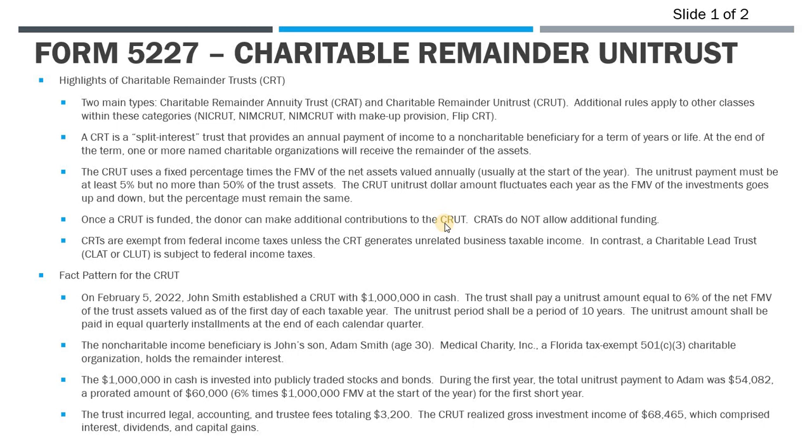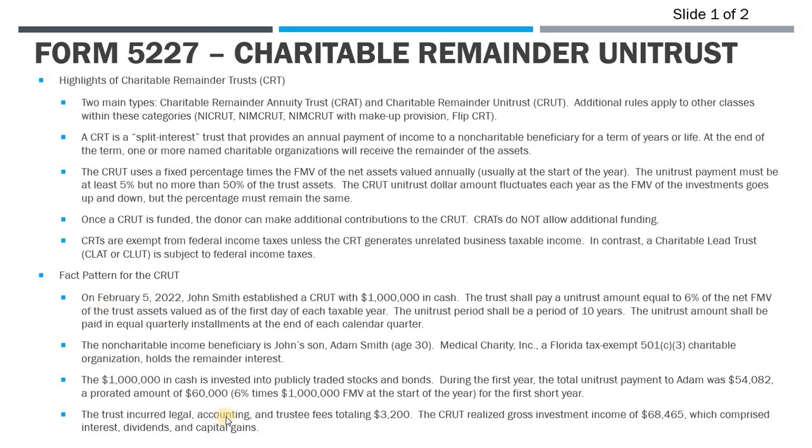Now, what's really important to remember about CRTs is they are exempt from federal income tax unless they have UBI. And so in this example, we're doing just the 5227. We don't have to do a 1041. So in contrast, when we look at lead trusts, charitable lead trusts are not exempt from tax. So not only are they doing a 5227, but they also have to do a 1041 to calculate and pay any federal income taxes that might be due.